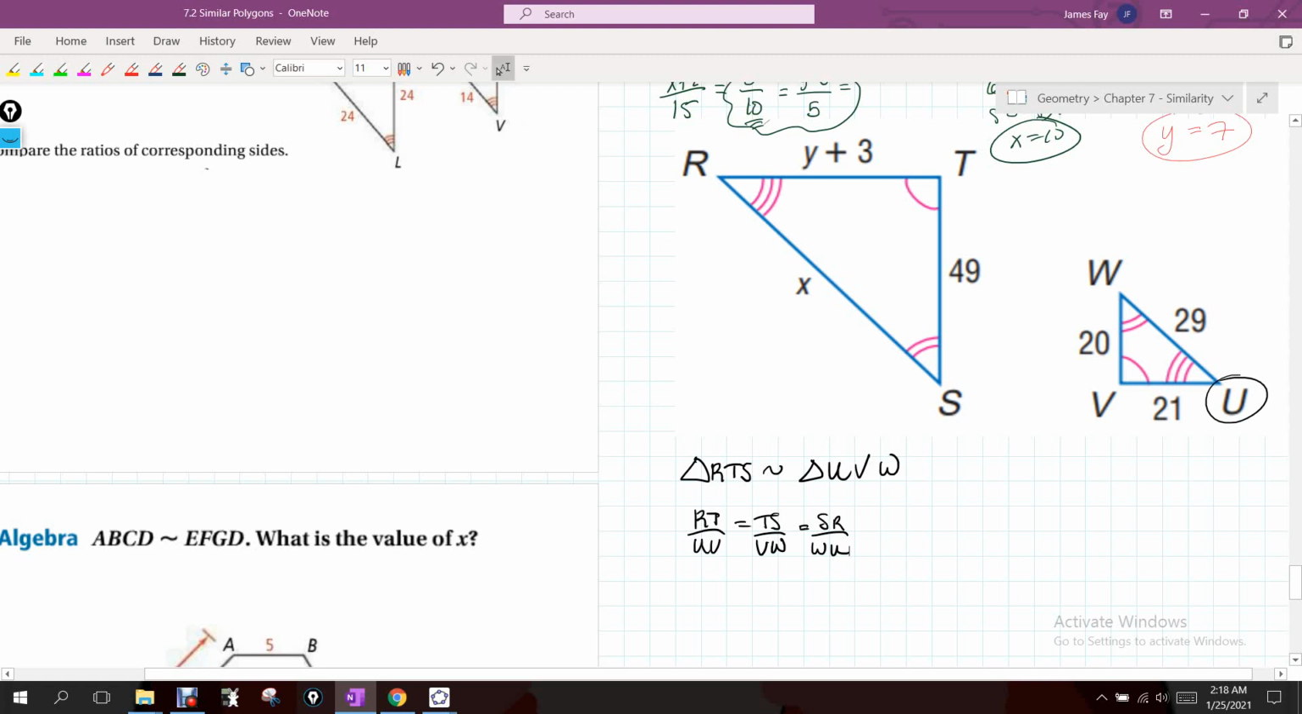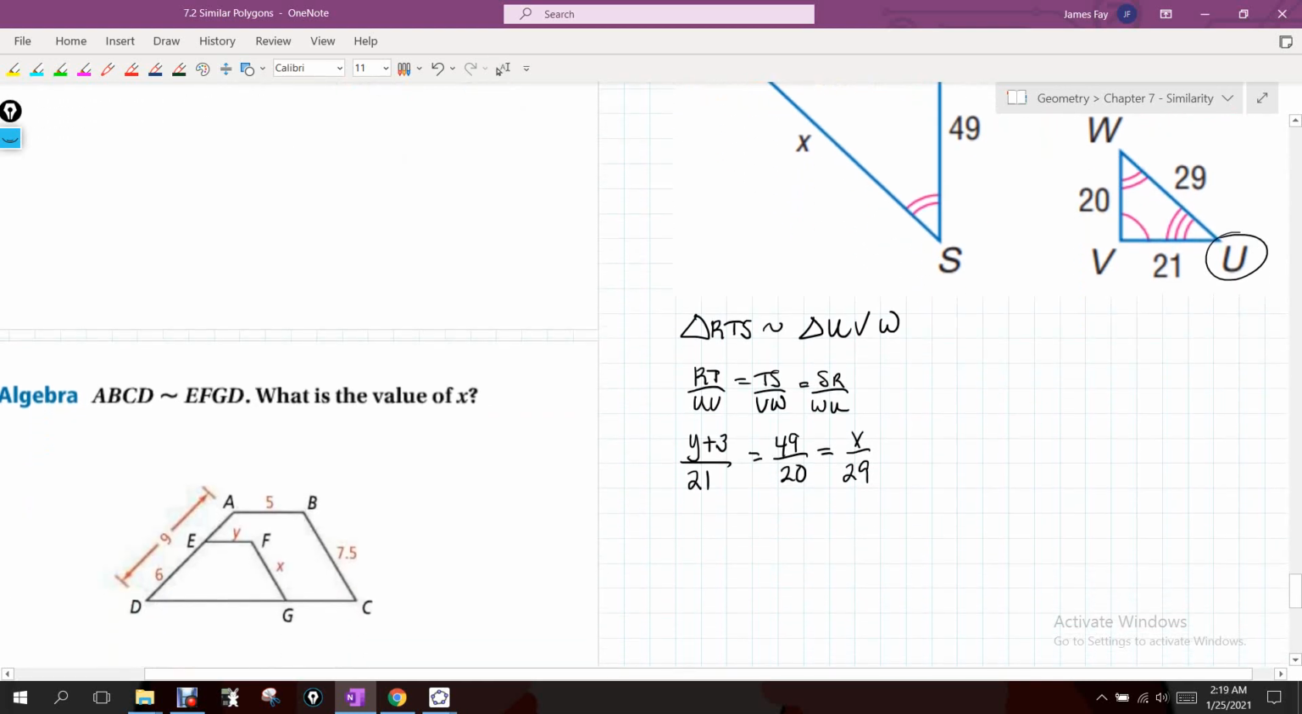And now I know precisely that RT, y plus 3, is going to pair up with UV, which was 21. TS, which is 49, is going to match up with VW, which is 20, and there's my scale factor. And then SR, which is X, going to match up with WU, which is 29. And that makes it so much easier than having to guess, okay, 49, that's between 1 and 2, come over here, 20. It's just so much easier.